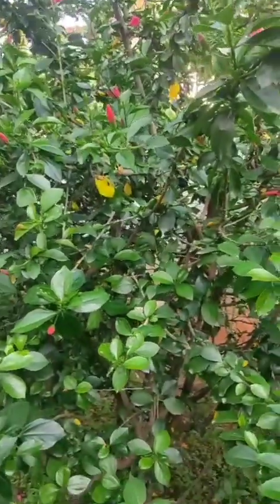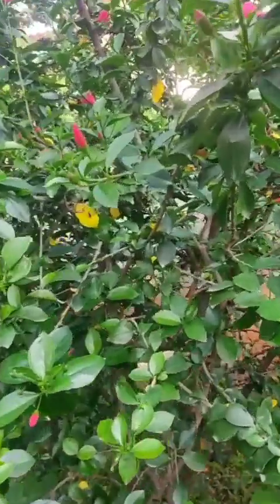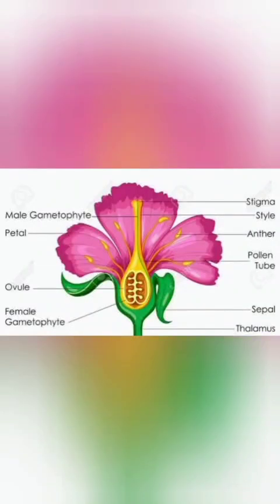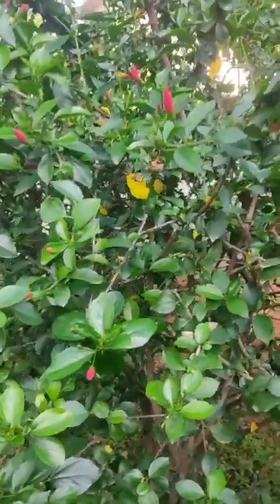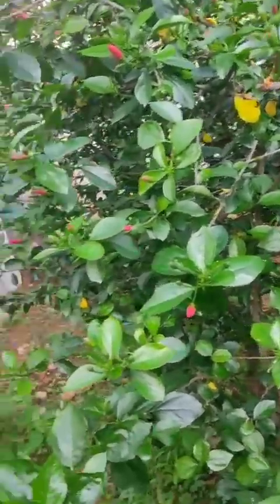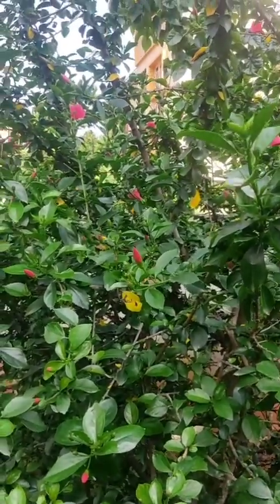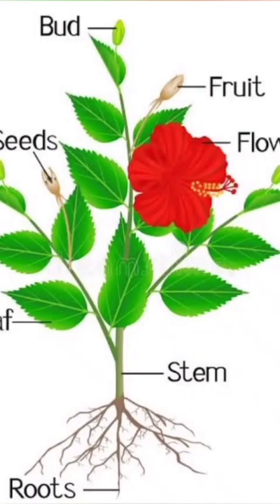In the previous video, we discussed the different parts of a hibiscus flower. Now, in this video, I am going to give you an overview of the hibiscus plant. This plant belongs to the family Malvaceae, also called the mallow family. This is the structure of a hibiscus plant.